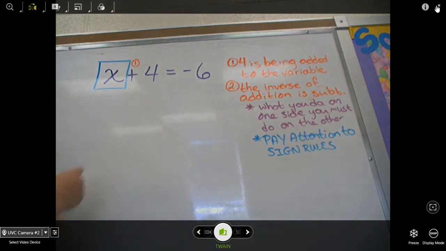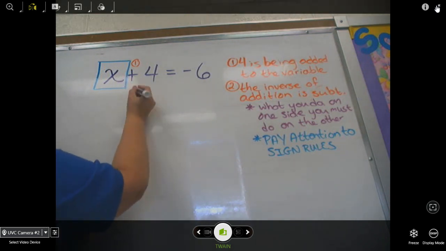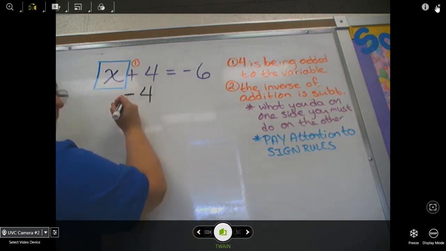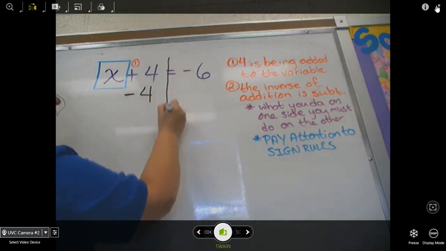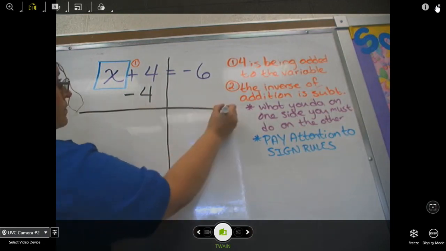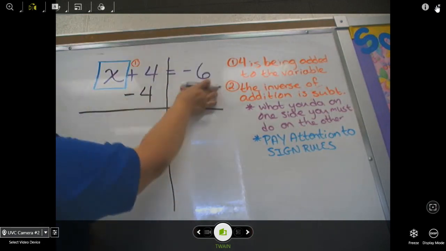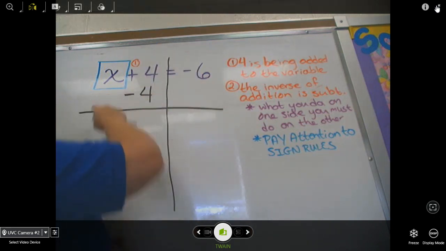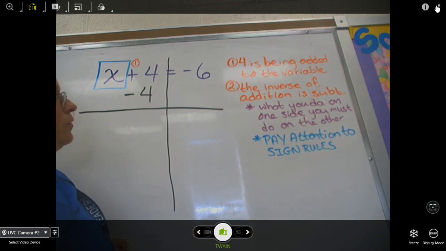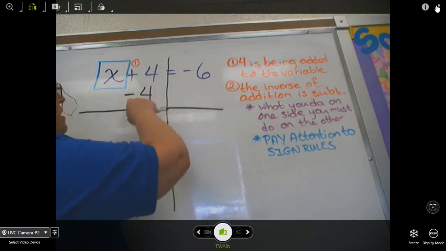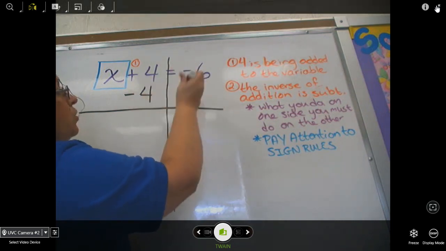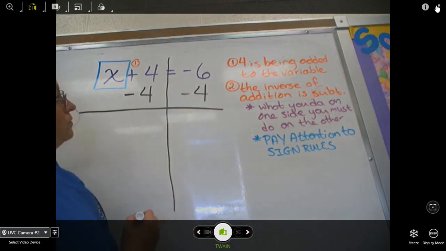So right under this +4, I'm going to subtract 4. What I do on one side, I have to do on the other. I want you to draw a line right through that equals. This is one side, this is the other side. We've got to get this 4 on the other side of the wall so that we can quarantine the x. That's the only way we're going to have social distancing. So this 4 has to go over here. The only way we can do that is the inverse operation. So we're going to subtract 4 from this side as well.